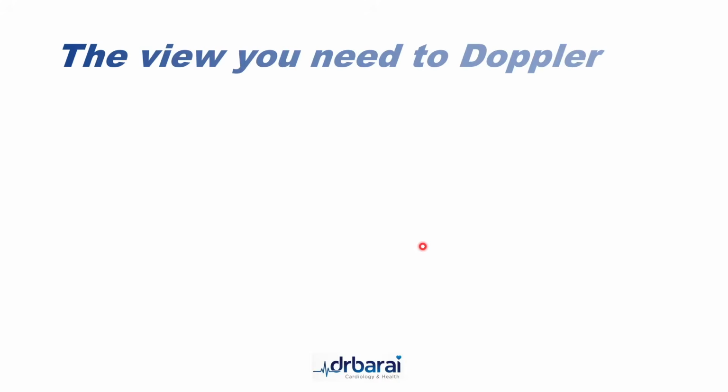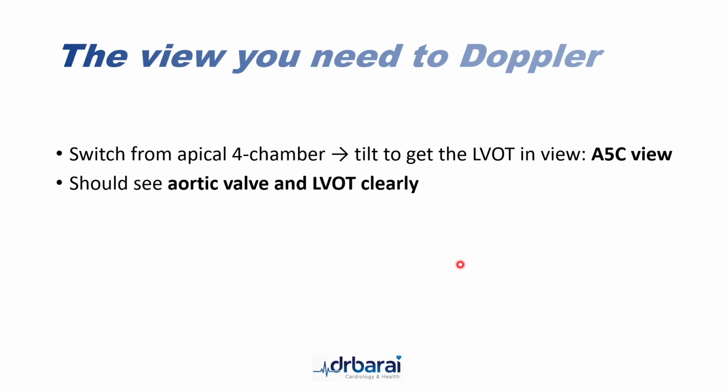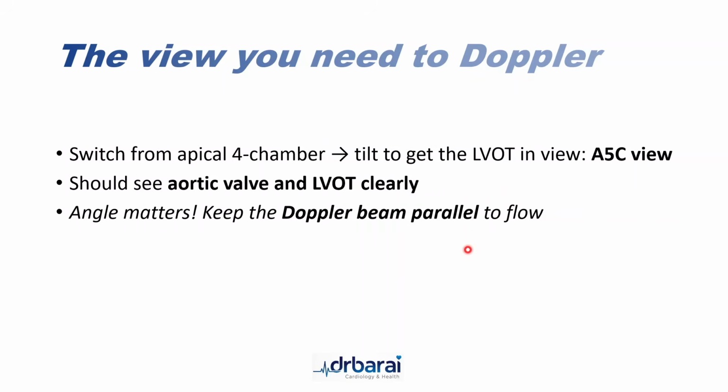The first thing in this case is that we need to get a very good apical 4-chamber view. And then if we tilt the probe a little bit, we might find a beautiful apical 5-chamber view. Once we get the apical 5-chamber view, we identify the aortic valve and the left ventricular outflow tract. In my animations and clips, I have shown you this already. Now, it is very important that the Doppler beam is parallel to the LVOT. If it is angled more than 20 degrees, you might get a wrong value.